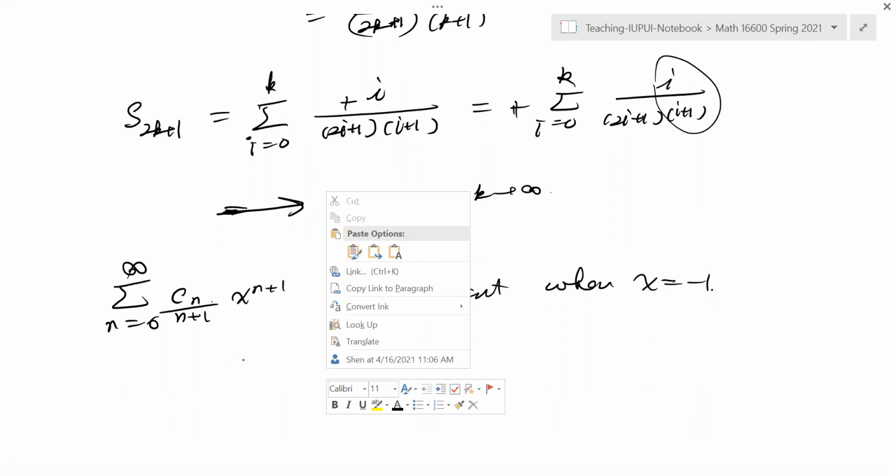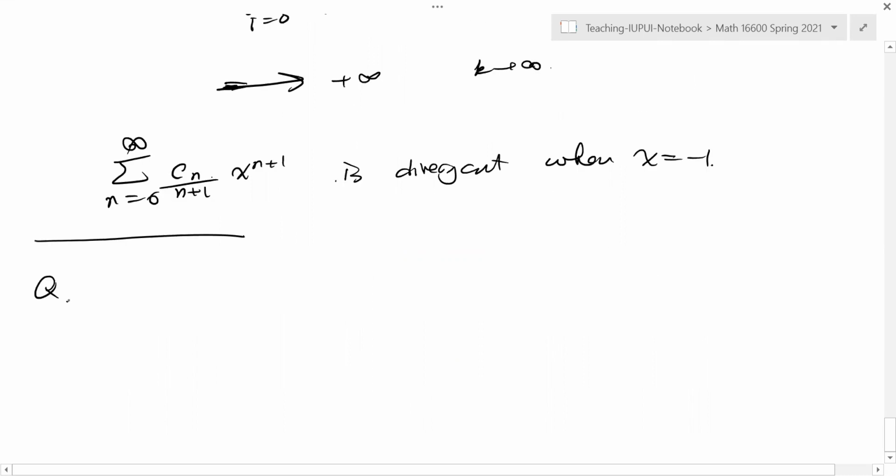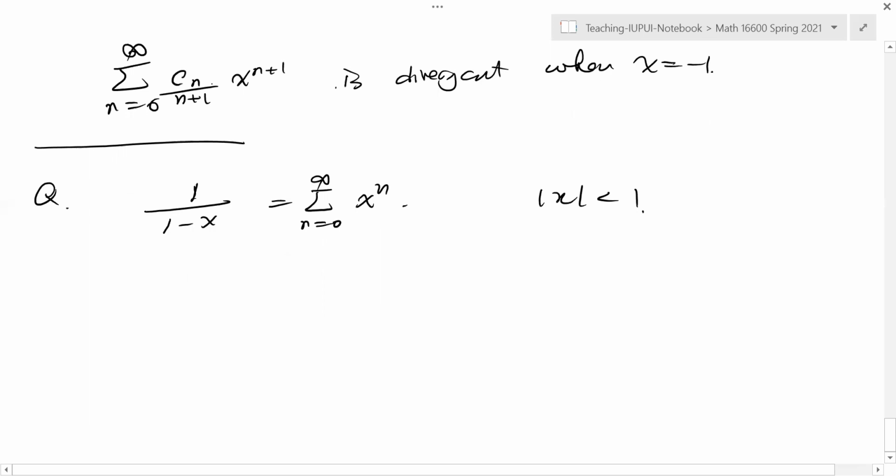So today, let's take a look at some other interesting examples. I think my favorite example is this one. We already know that 1 over 1 minus x is going to be the geometric series, and this holds when absolute x is less than 1. On the left-hand side, it's an elementary function. I'm going to apply the above theorem to see what I can get.